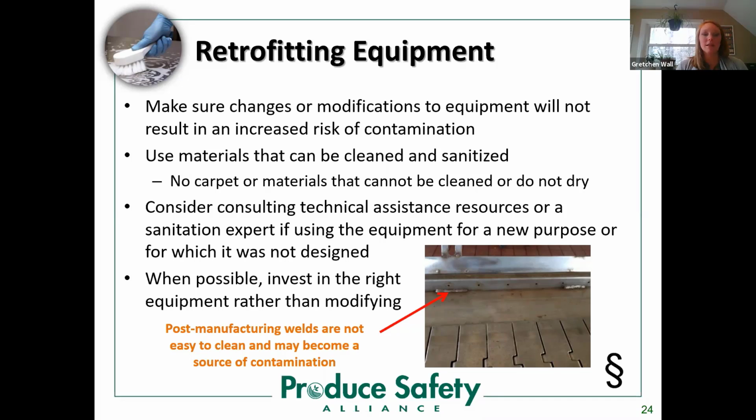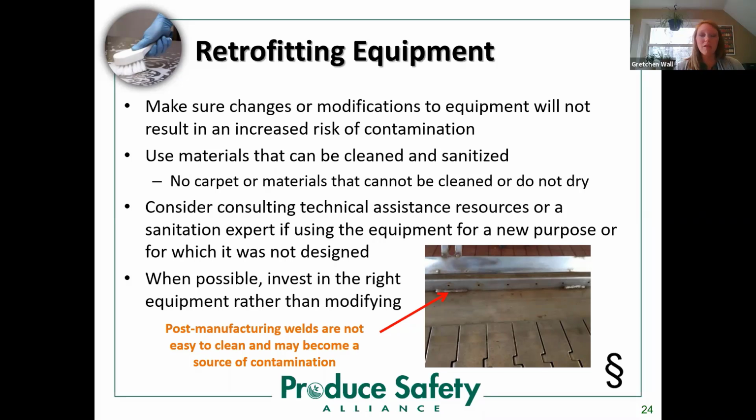And one case study that often comes up when we're teaching this particular slide or this concept is the 2011 outbreak with Jensen Farms. That particular operation utilized a piece of equipment that really wasn't designed for that particular purpose. If you don't want to call out a specific farm or a case study like that, you can just show some photos. Like, for example, in this particular slide, you can see there's some post-manufacturing welds. Those can be harborage sites for microorganisms.